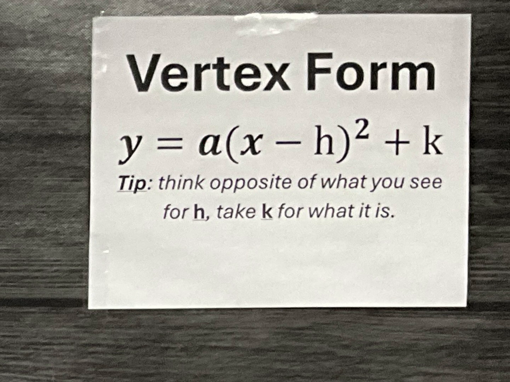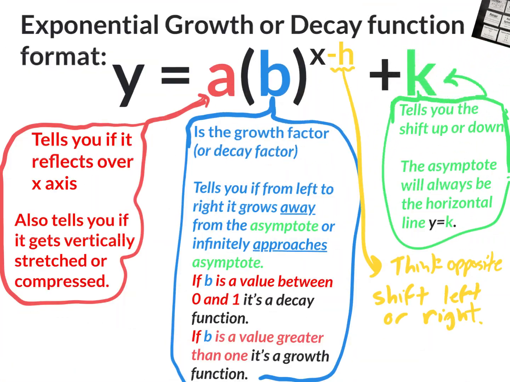Vertex form, we know that the a value, if it's negative, it reflected over the x-axis. We know that if it's a value between 0 and 1, it's a vertical compression. If it's a value bigger than 1, it's a stretch. We know that to find the vertex, you got to do h and k, but you think opposite of what you see on h and you take k for what it is, and that's your vertex. It's all the same exact stuff as what you're copying down right here. Again, the a value tells you if it's above or below, if it opens up or down, above or below the asymptote. The b value is the growth or the decay factor. And the h is the left and right shift, but think opposite of what you see. And the k is the up or down shift. You take that for what it is. So I'm going to pause it right now, give you time to jot this down, then we'll move on.